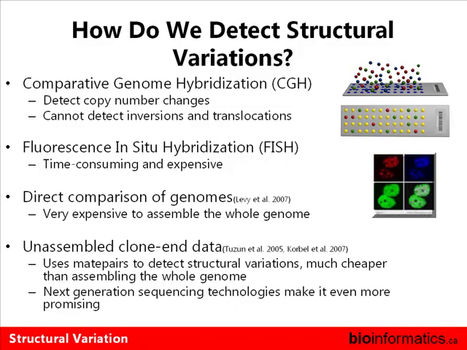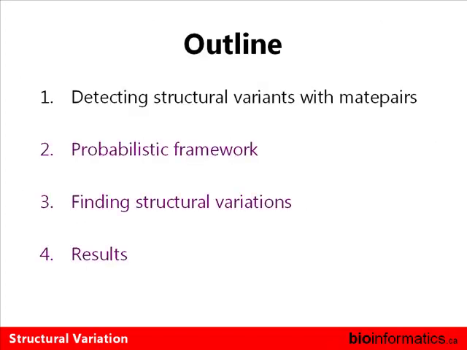However, there's an alternate technique, which is using unassembled mate pair or paired-end data. I'm going to use the terms completely interchangeably because, from the perspective of the algorithms, there is no difference. Using mate pairs to detect structural variations is much cheaper. You don't need to assemble the whole genome from scratch. And next-gen sequencing technologies make this even more attractive because you can get really high paired-end coverage very cheaply. So how exactly does this work?